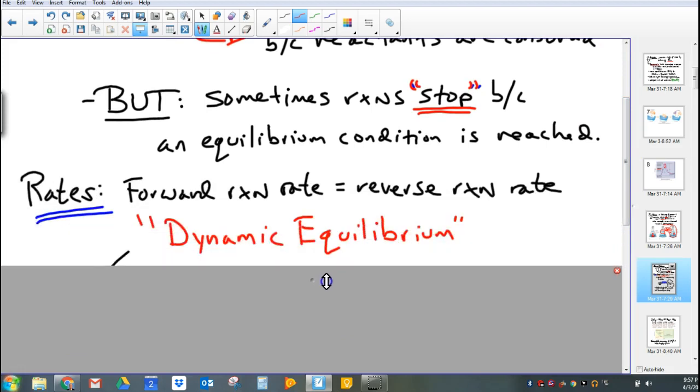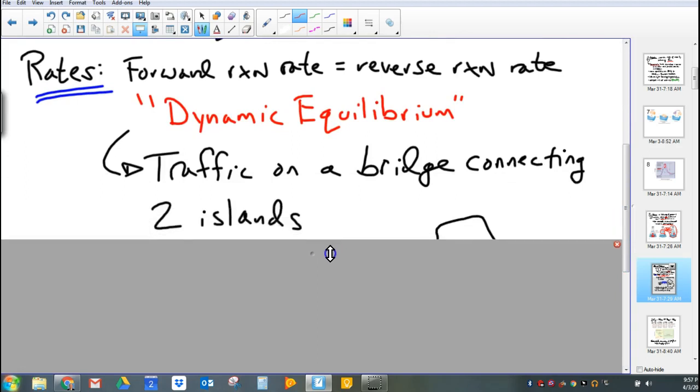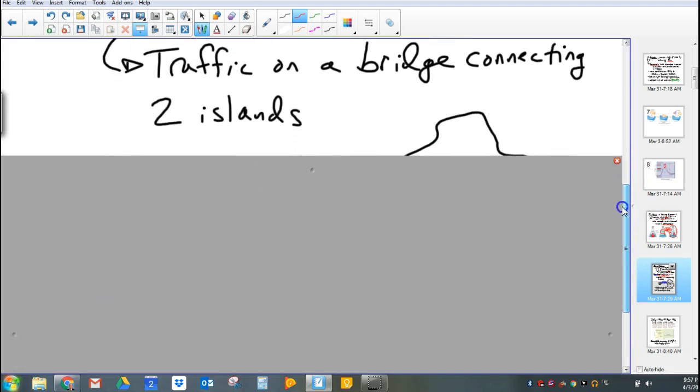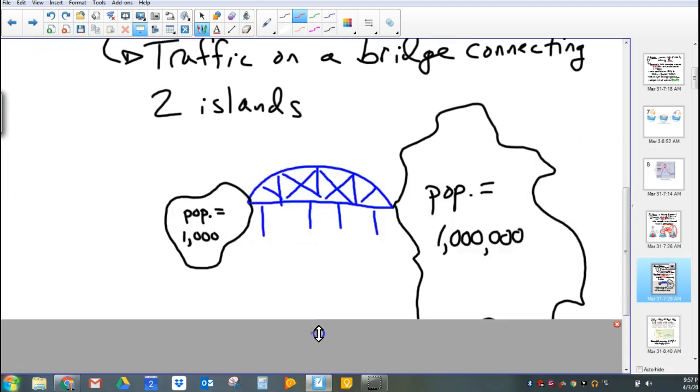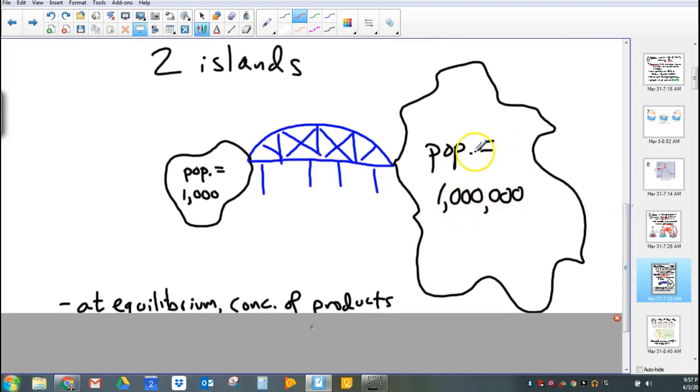Now, this state of dynamic equilibrium, again, is when the forward reaction rate is equal to the reverse reaction rate. I like to think of it this way. Imagine we have two islands. So think of dynamic equilibrium as traffic on a bridge that connects two islands. So here are my two islands. You can think of one as a highly dense, very populated island, 1 million people. This is like Manhattan Island in New York. And right off the coast in the Hudson River is a tiny little island.